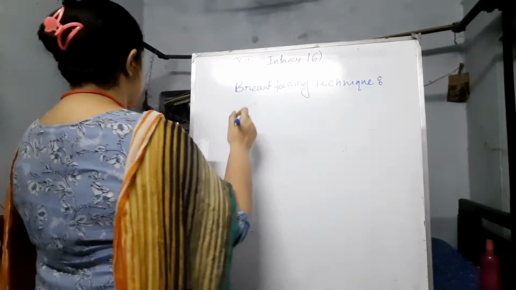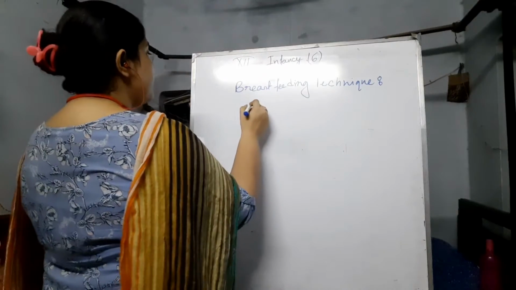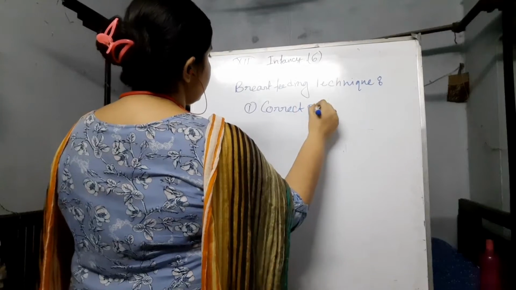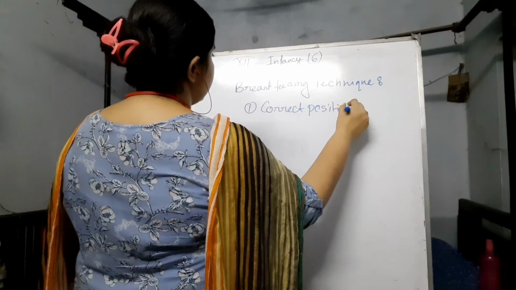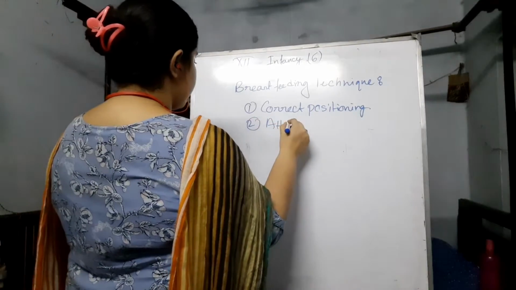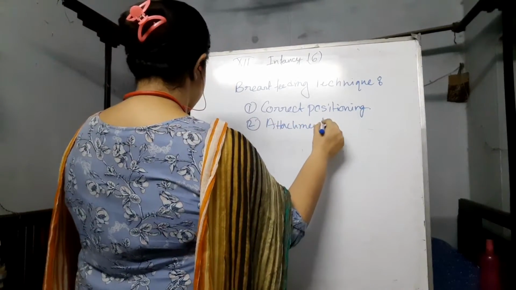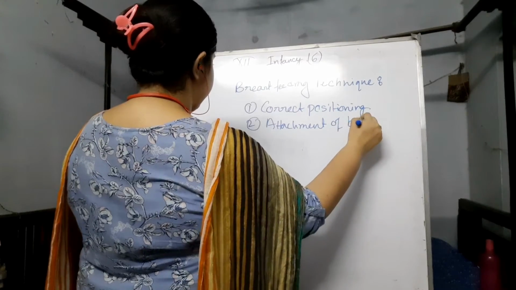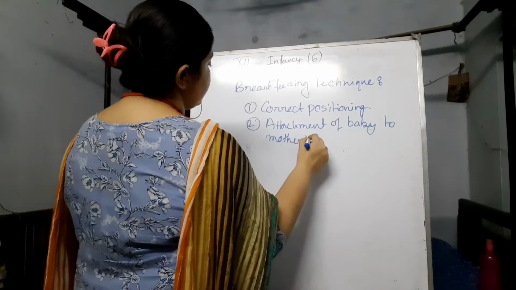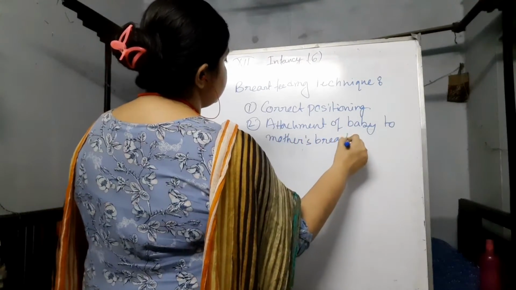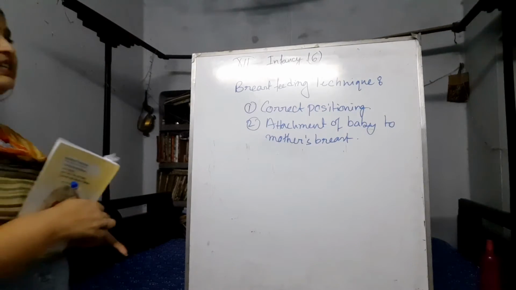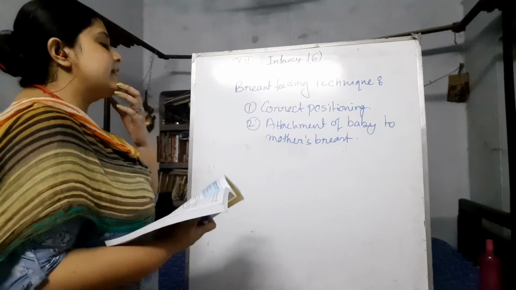Breastfeeding methods can be of two kinds. The first one is the correct positioning, and the second thing is attachment of the baby to the mother's breast. So these two things we have to keep in mind, and then the breastfeeding technique will be fine. Firstly, the correct positioning.